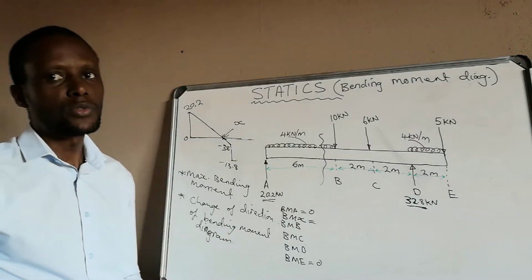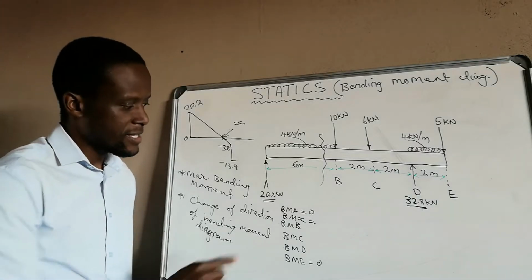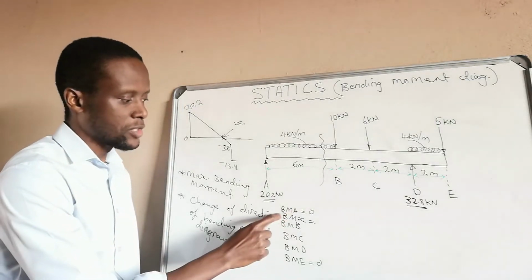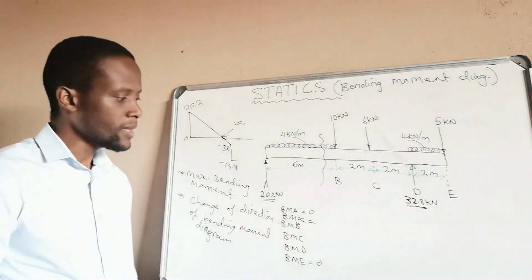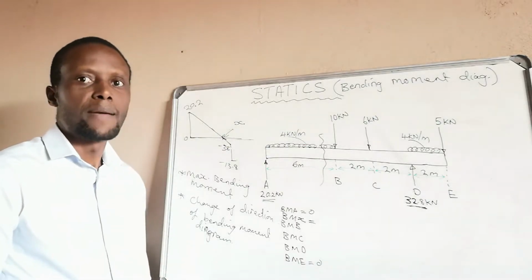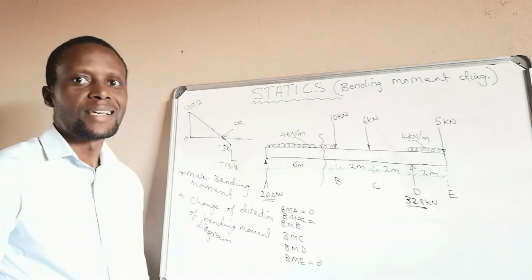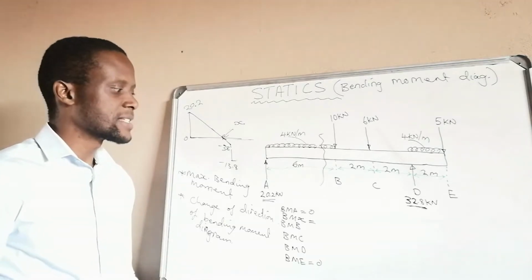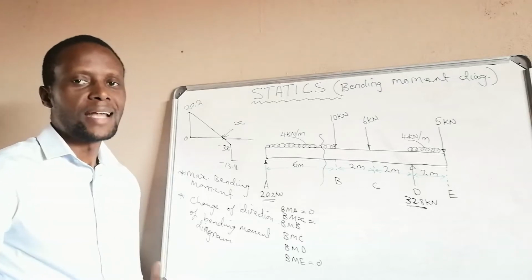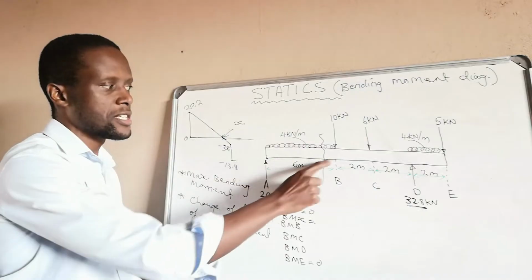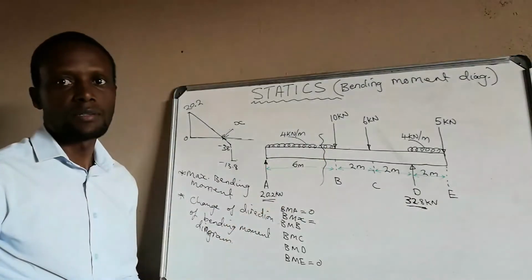Okay, so we need to know how to calculate bending moments at these points. Bending moments at A is 0, bending moments at E is 0. So we need to calculate 1, 2, 3, 4. Before we need to calculate any bending moments, what we need to remember is that a moment of a force is the force times the distance to that point. So bending moments is just basically us multiplying the force and the distance to that point. So if we say bending moments at B, we are taking all the forces up until B. B becomes our turning point.